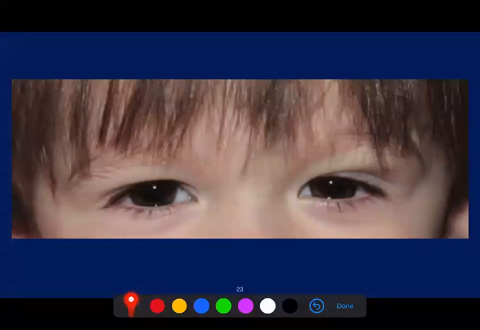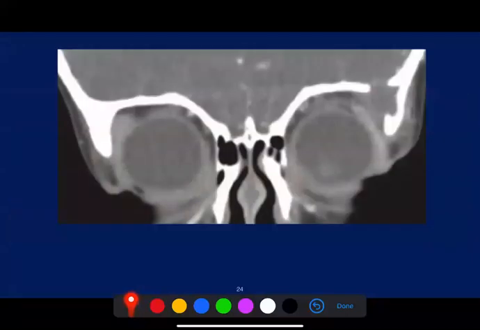So what will you do? Imaging. I would order CT. Okay. So this is the CT scan. What do you see?